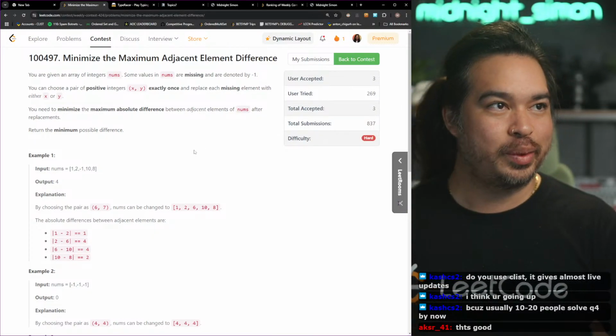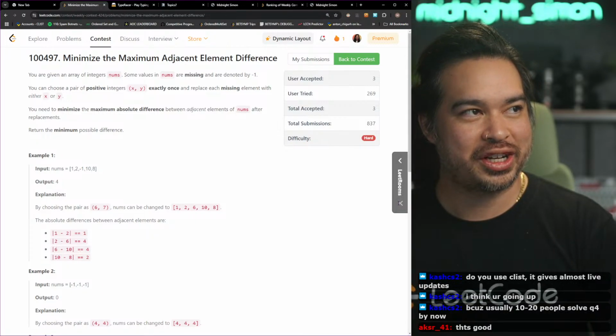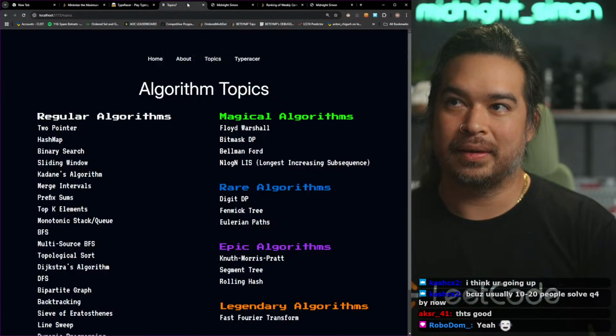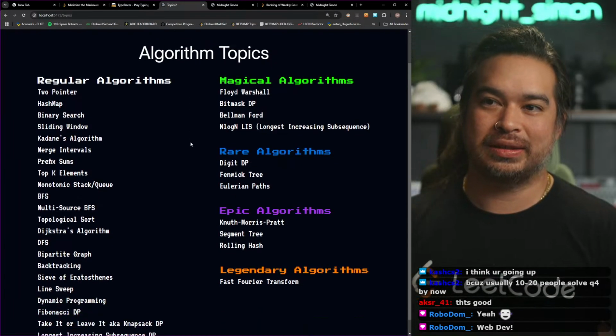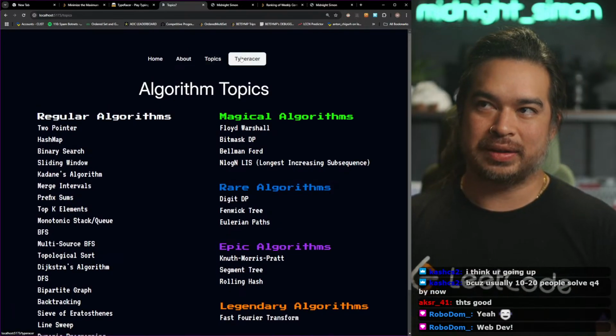Alright, should I do a little web dev, since we basically finished the contest early? Yeah. Oh, is it mostly React? Yes, Robodom. It is. I'm using React, Remix, and SQLite.